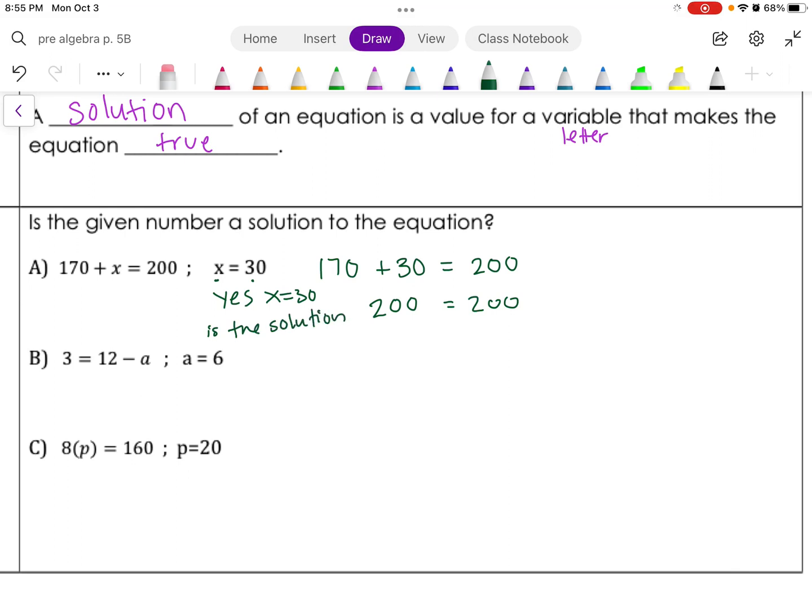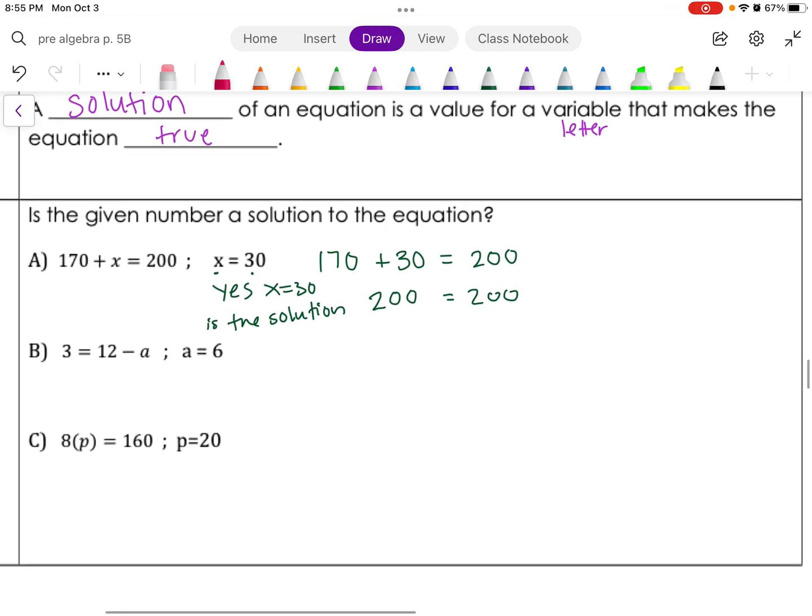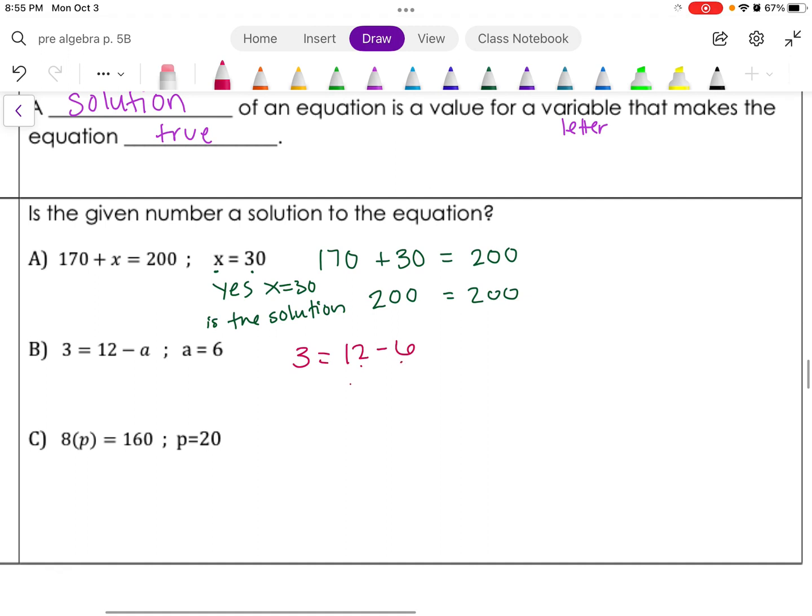Letter B, 3 equals 12 minus A, and we want to know if A can be 6. Well, we're trying to figure out if 3 equals 12 minus 6. 12 minus 6 is 6. 3 is not equal to 6, so no. This did not make our equation true, so 6 is not a solution.